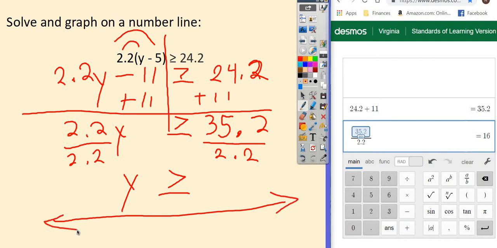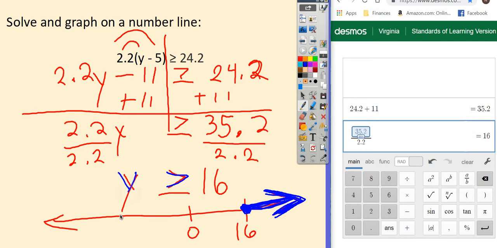We're going to go ahead and my answer up here was 16. I'm going to put a 0 here and a 16 here. I'm going to get a different color so you can see what my graph looks like. Y is greater than or equal to 16. If it's equal to, that means you have a closed circle, and your graph always points the same way your inequality symbol does. So this points to the right. That means my graph is going to go to the right. That means all answers Y are going to be greater than or equal to 16.